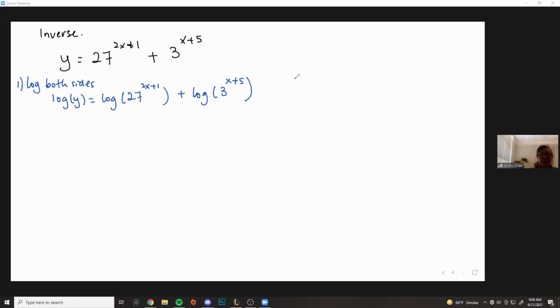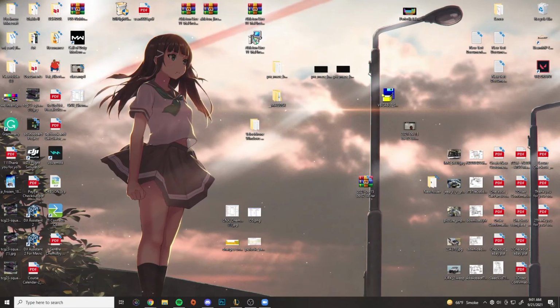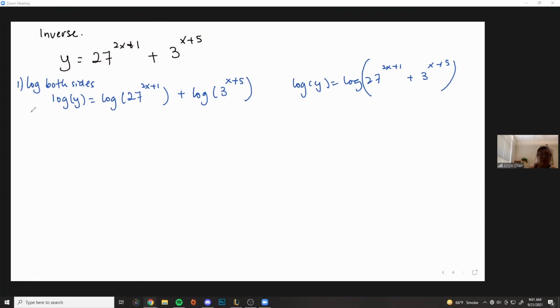Can I do this? Log of y equals to log of 27, 2x plus 1 plus 3x plus 5. Can I do this? No. No. Because if I'm going to log everything, right?